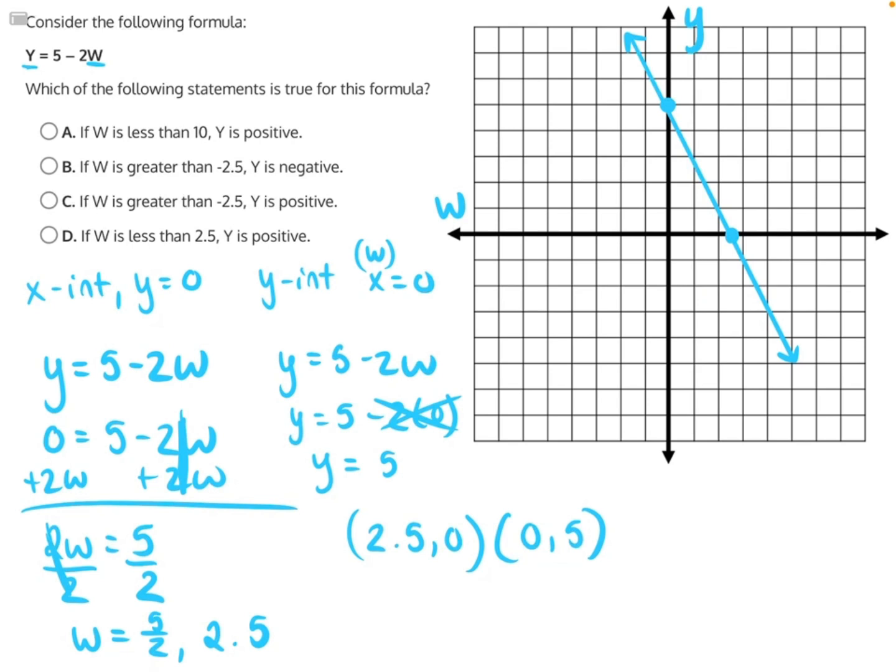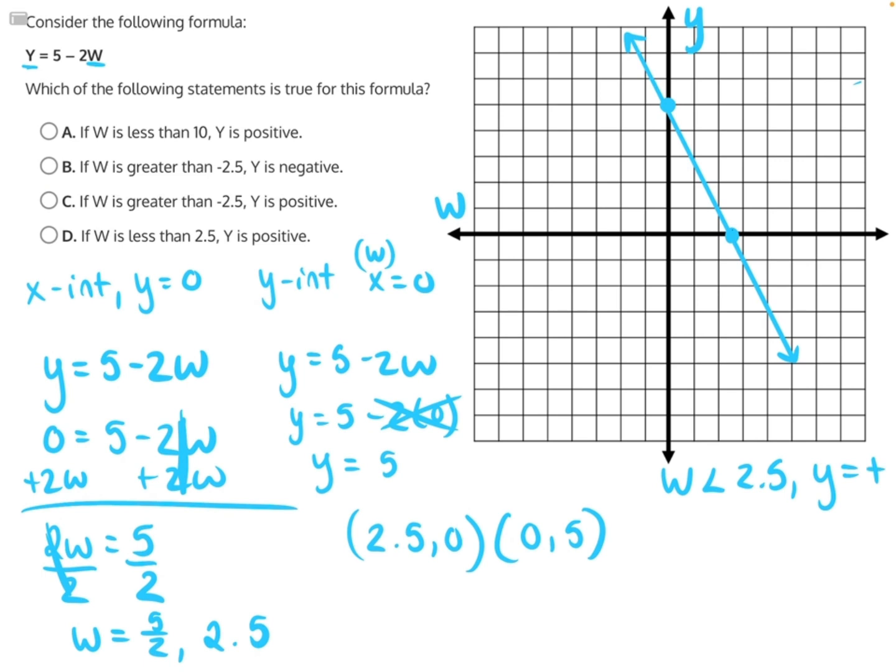Here I have plotted our two intercepts. We have our x-intercept over 2.5, up 0, and then we have our y-intercept, which is up 5 over 0. And now we can start to analyze the graph. For all of the values less than w equals 2.5, our x-intercept, all of these y values that we can see here are all positive. So we can make a statement that says when w is less than 2.5, y is positive.